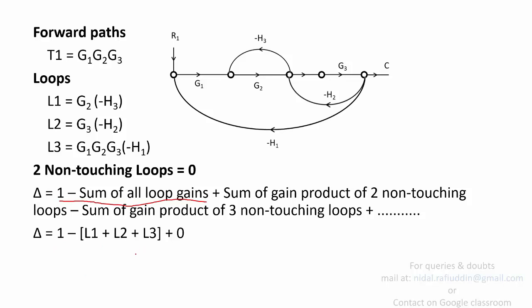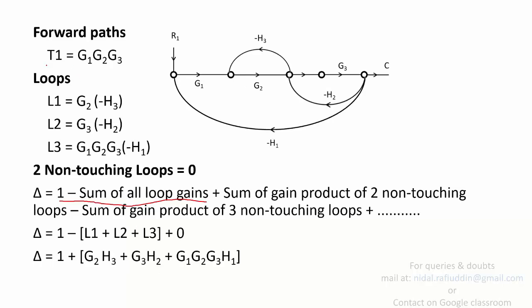Now we talk about delta 1. Delta 1 will be coming from the forward path T1. If you look at this particular forward path starting from R1 till C, this is forward path T1. You see that there is no part of the SFG that does not touch T1. Every part of the SFG that you are left with, apart from the forward path, is touching T1. So this branch touches T1, this branch also touches T1, and this branch also touches T1. So you are not left with any part of the SFG that does not touch T1.